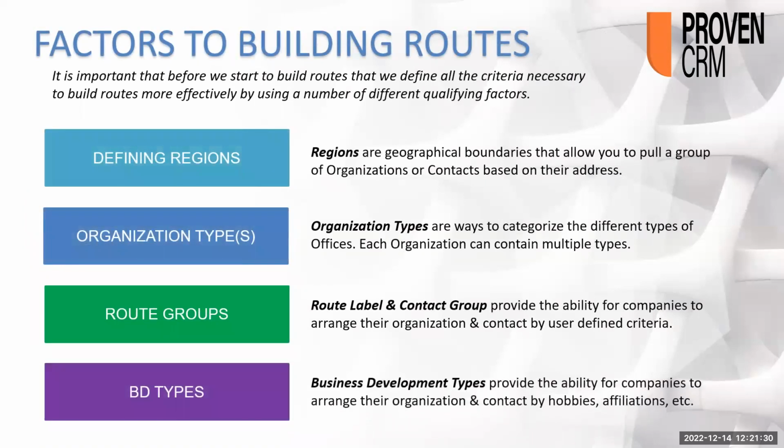The last area we're going to talk about is our BD types, or business development types. Again, another way for us to organize or group our organizations and contacts. This particular one is more based towards hobbies or affiliations or sports. So again, when we're defining our routes, we can target those specific organizations or contacts.